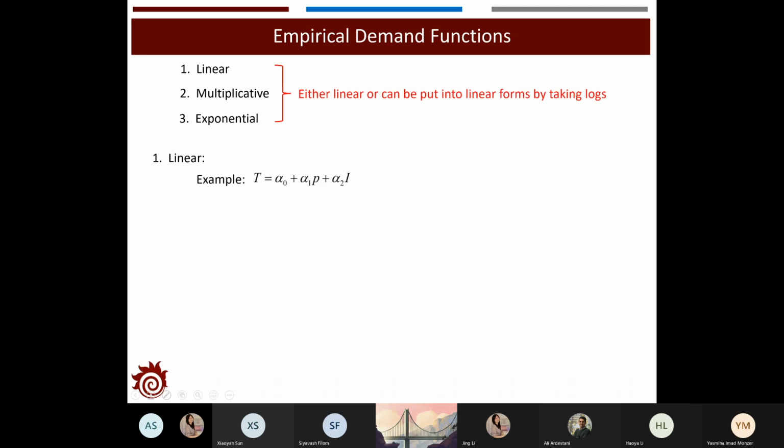Now let's see some features of the linear demand function: t equals alpha 0 plus alpha 1 p plus alpha 2 I. Here the capital T is the total number of trips, and P is the unit cost of the trip. I mean, we now change this to the transportation example. I is the income of the population, and alpha 0, alpha 1, alpha 2 are the three parameters.